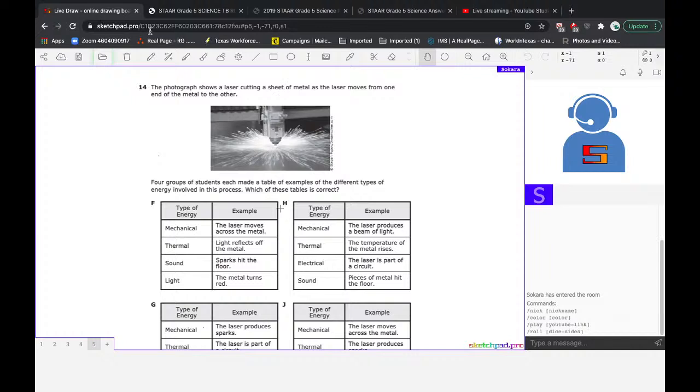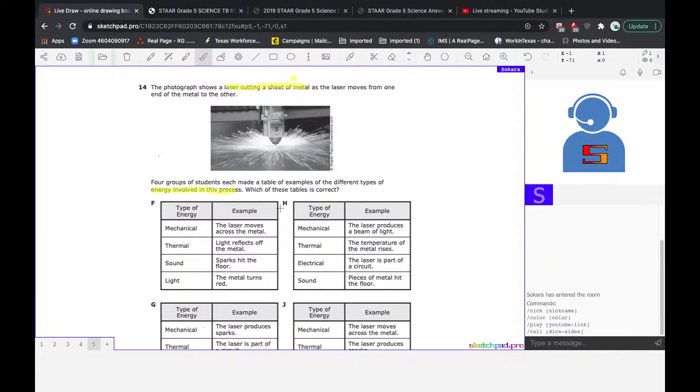All right, so first step is to always highlight key information. The photograph shows a laser cutting a sheet of metal as the laser moves from one end of the metal to another. 4 groups of students each make a table of examples of the different types of energy involved in this process. Which of these tables is correct?